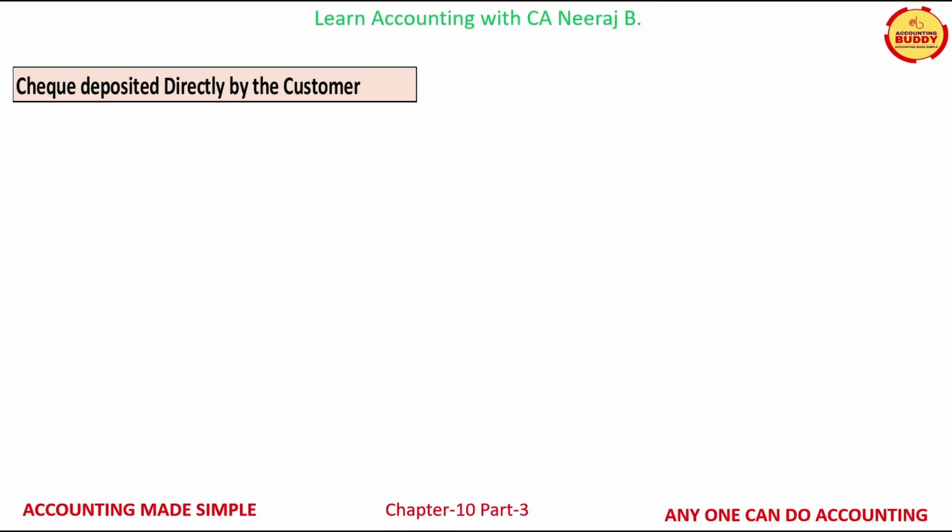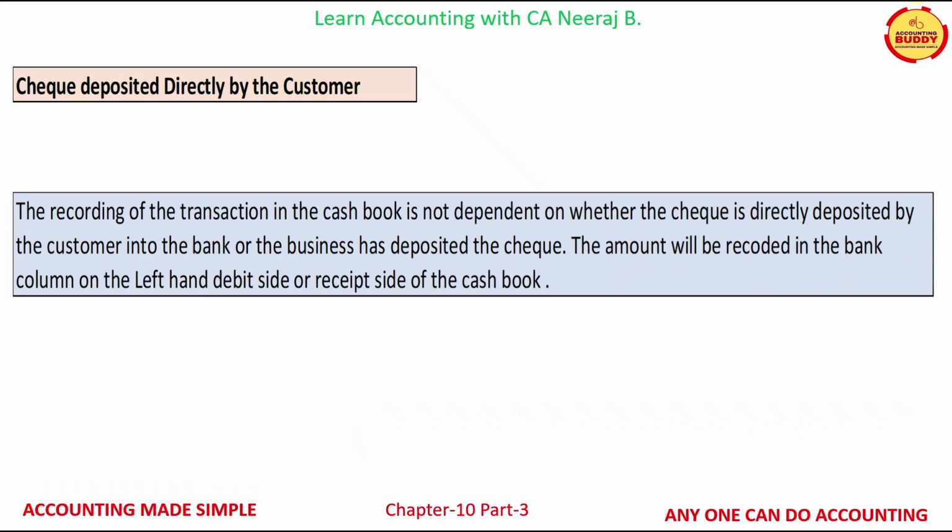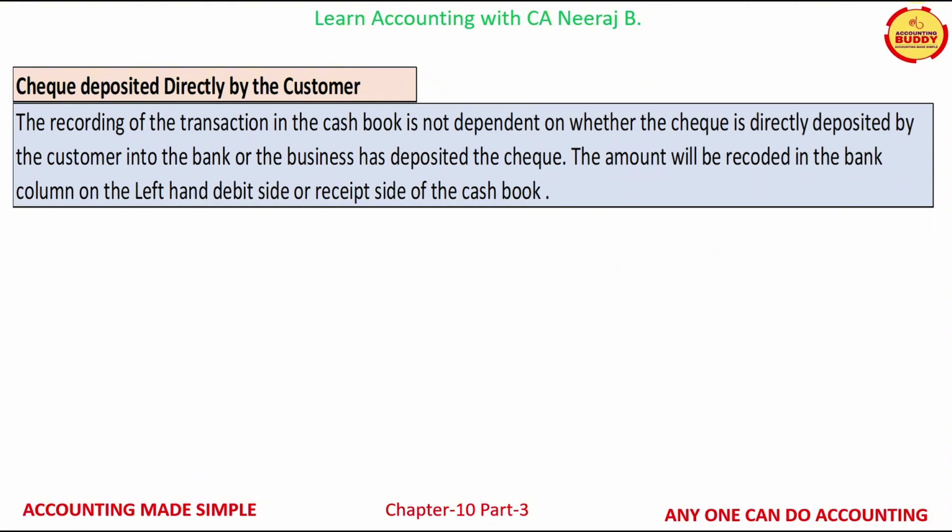Sometimes the checks are directly deposited by the customer in the bank account of the business, or the payments are transferred online. The recording of the transaction in the cash book is not dependent on whether the check is directly deposited by the customer into the bank, or the business has deposited the check, or the payment is received online. In all these cases, the amount will be recorded in the bank column on the left hand debit side or the receipt side of the cash book.